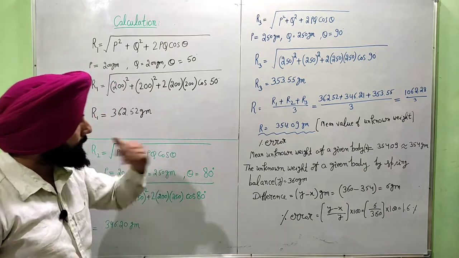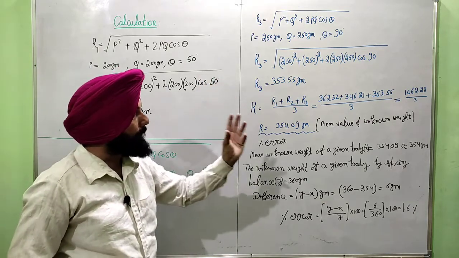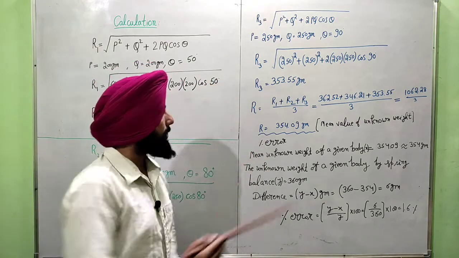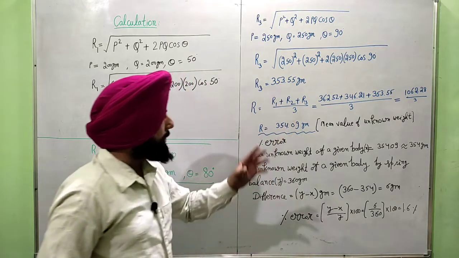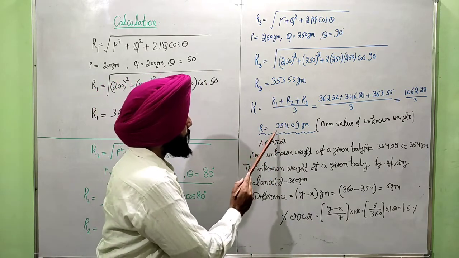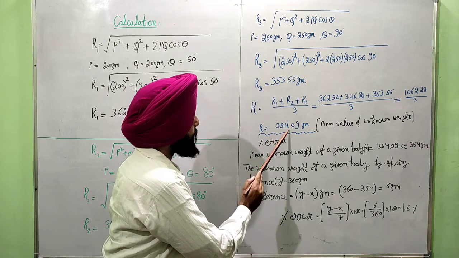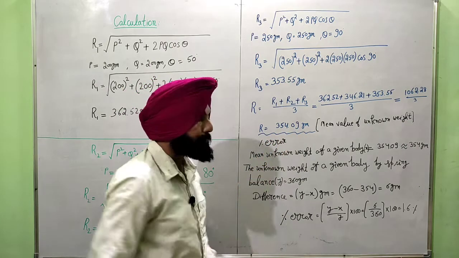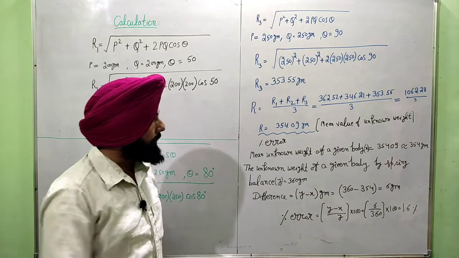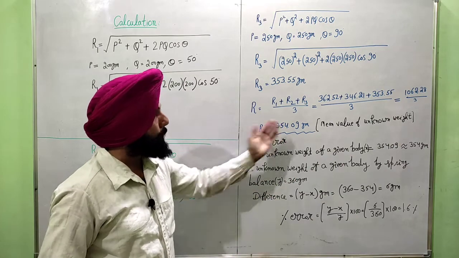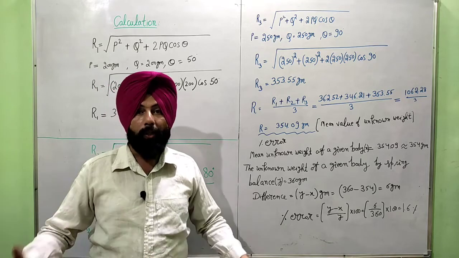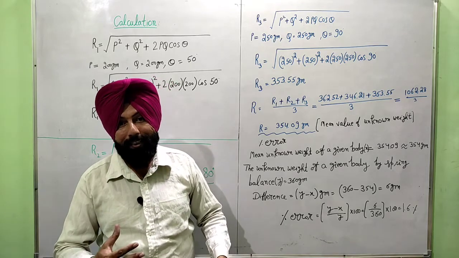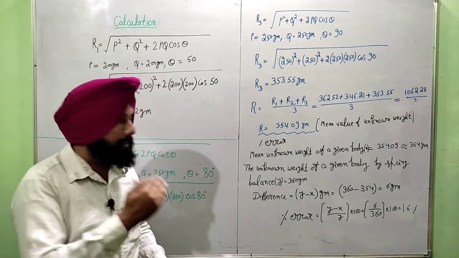Now I am taking the mean value of the unknown weight, that is R1, R2, R3 over 3, and it becomes R equal to 354.09 gram, approximately 354 gram. Now percentage error, I have already told you why the error exists.